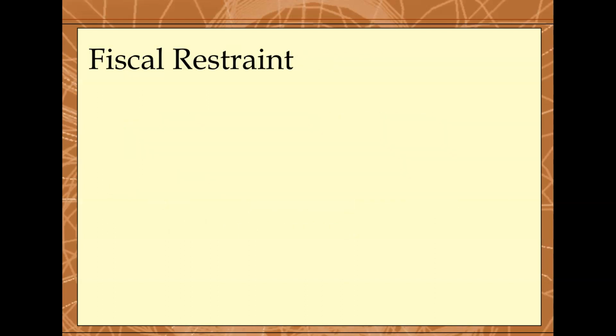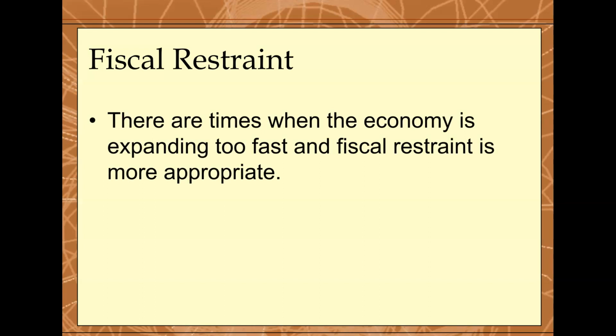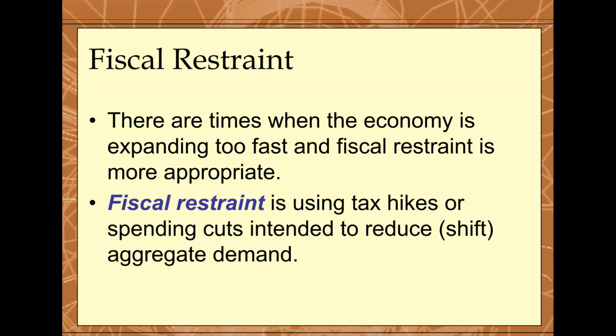Now, we're talking about the government stimulating the economy. They also can restrain the economy. If the government is worried about inflation and they want to cool the economy down, there are times when you want to shift the AD curve to the left, or at least stop it from shifting too far to the right. And we call that fiscal restraint. They could use tax increases, sometimes called tax hikes, or they could use spending cuts. The government could spend less on goods and services.